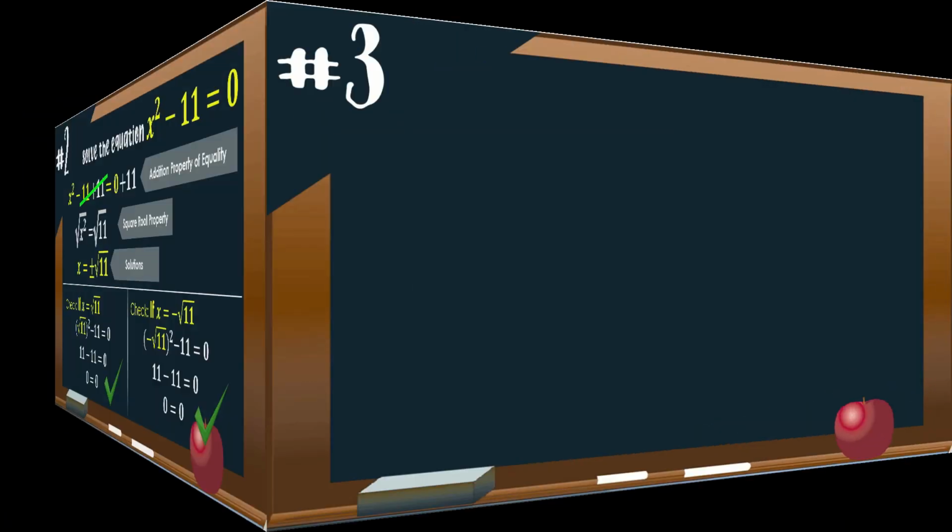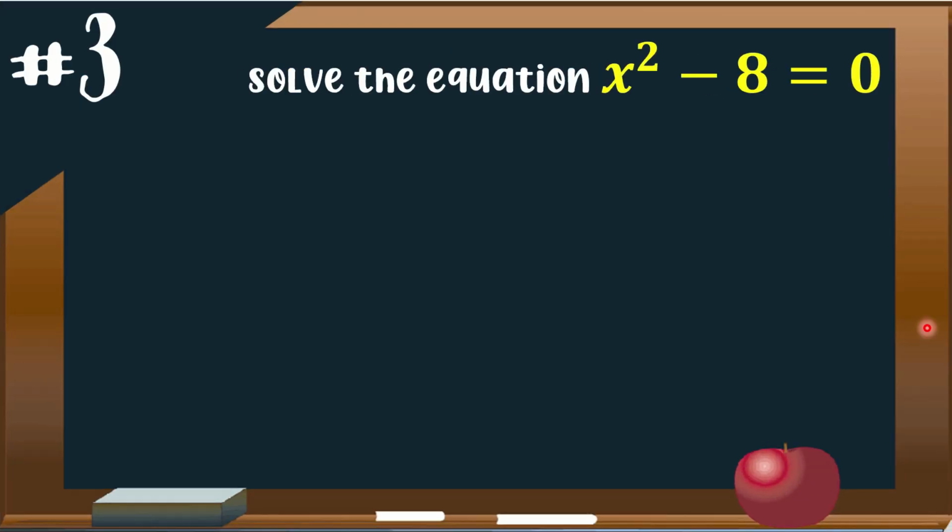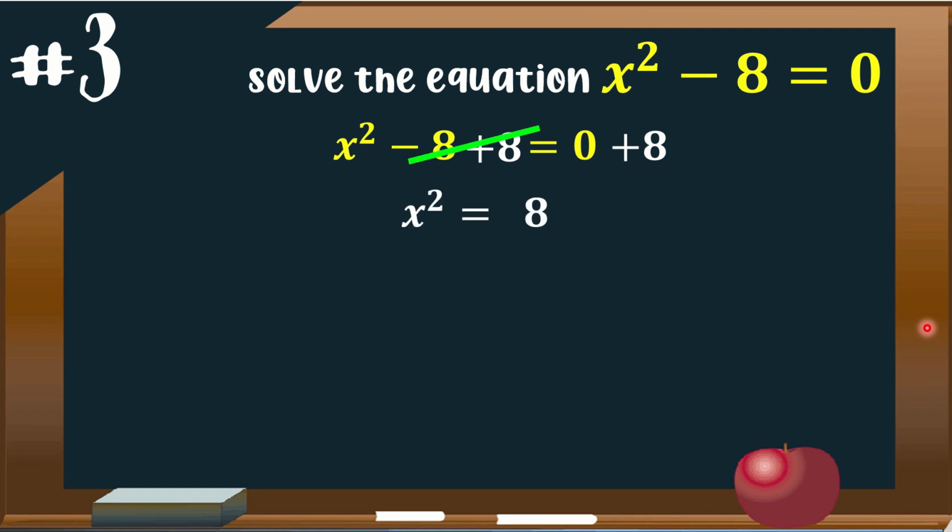Let us have problem number 3. Solve the equation x squared minus 8 is equal to 0. Okay, same case, we will just do the addition property wherein we will add positive 8 to both sides. Okay, so we will have x squared is equal to 8. Applying the square root property, we will have square root of x squared is equal to square root of 8. Okay, square root of x squared is equal to x, while 8 is still square root of 8.